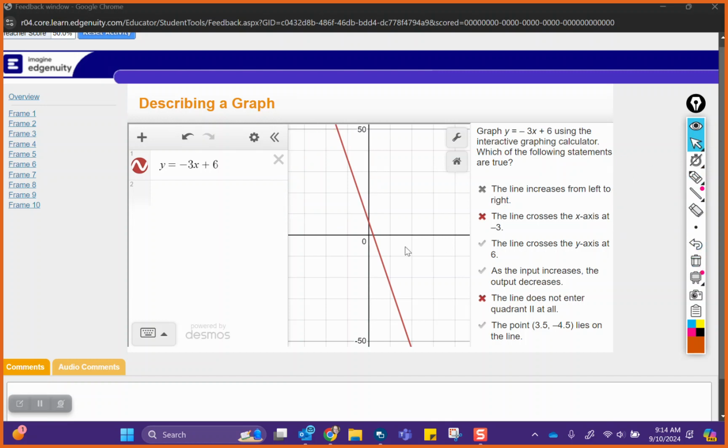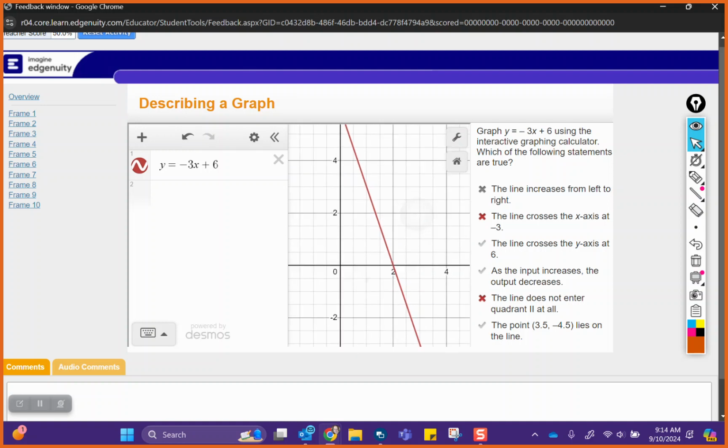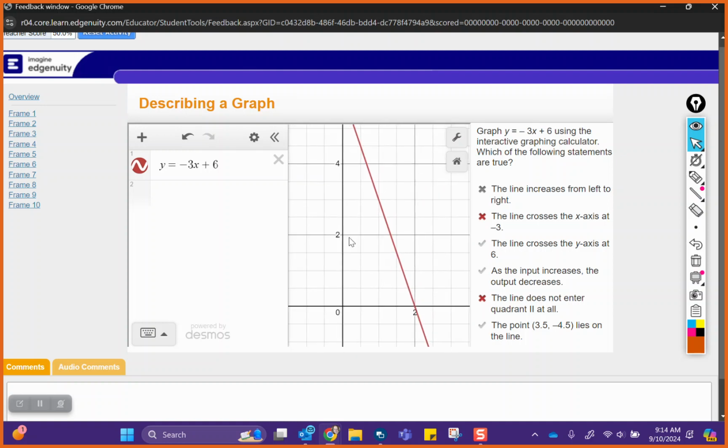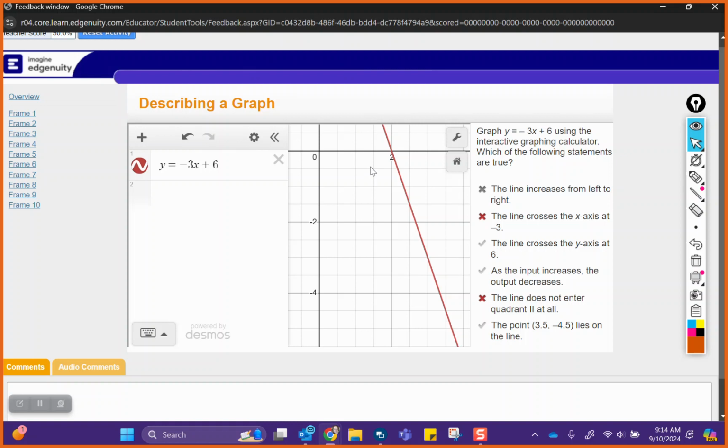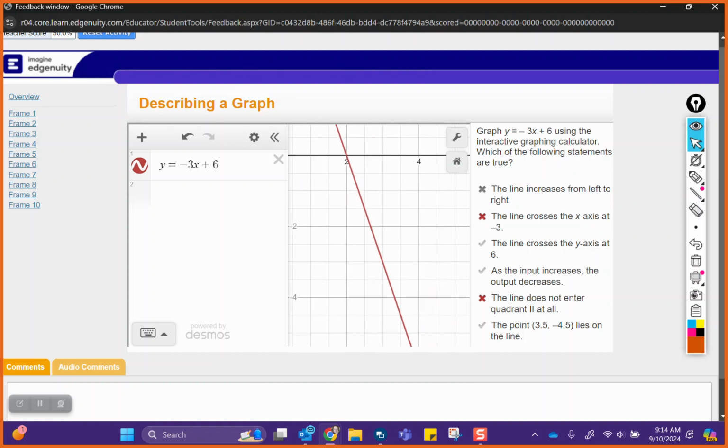And then the point 3.5, negative 4.5 lies on the line. So now I gotta zoom way back in. 3.5, negative 4.5. Okay, so where's 3? There's 0, 2, so 3 is right here. So I'm gonna focus on that spot. No, I'm not gonna keep going. That was 3. Let's get to 3.5. Is it gonna fit? There it is. 3.5, negative 4.5.